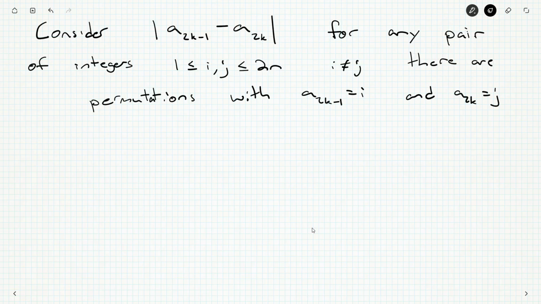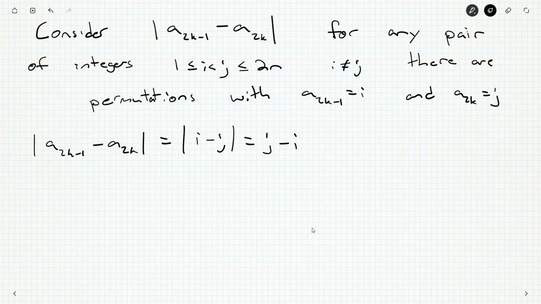So then this sum would be i minus j. Should I instead have this so that I can say that this is the absolute value of i minus j, which is really just j minus i? Maybe that's the expression I want.